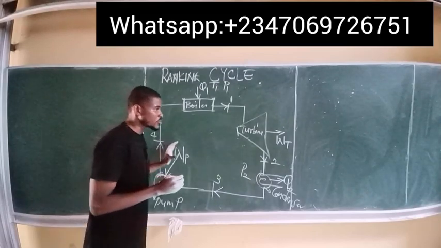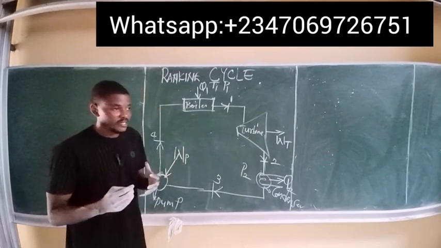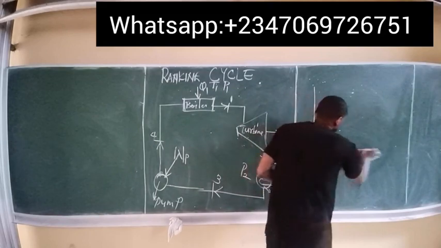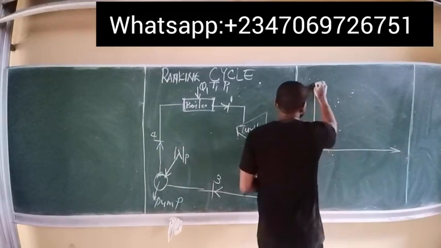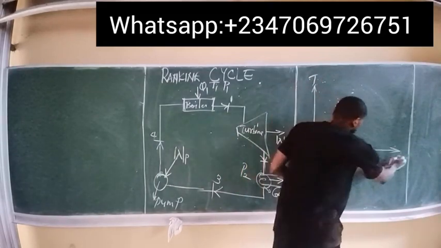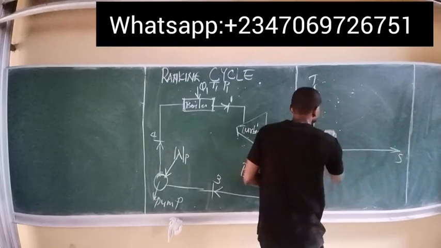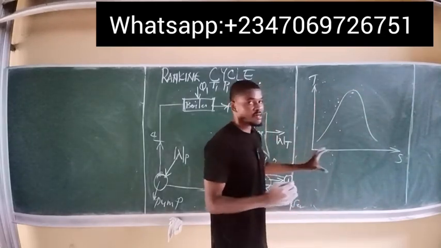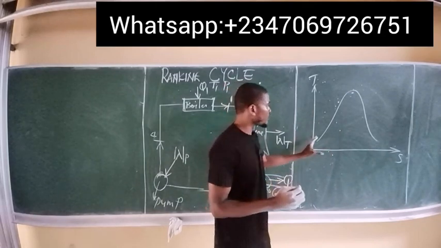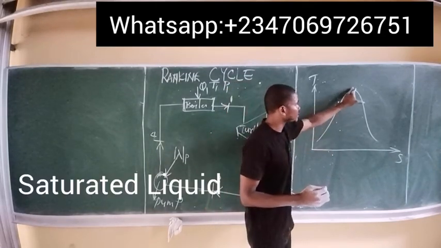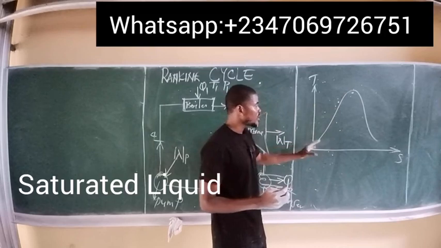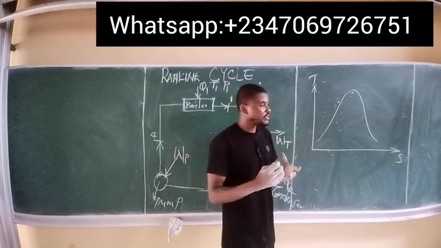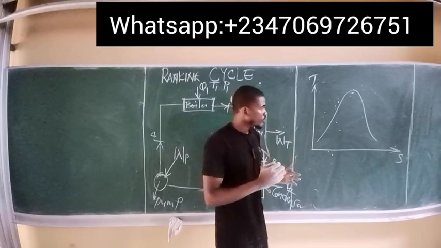Now we're going to represent this whole information using a TS diagram, a temperature entropy diagram. This is the temperature line, and this is the entropy line. In thermodynamics, this is how the TS diagram looks. All the properties of fluid on this region are called the saturated liquid region. So every property of fluid at this point is completely liquid.